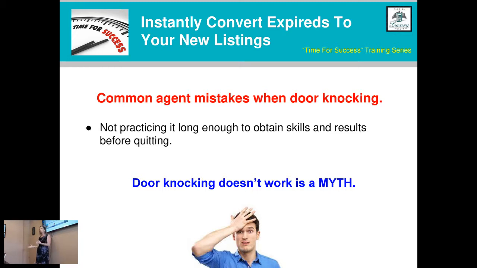Doing these things works. The most successful people, the top 20% in our industry, literally million-dollar agents, this is what they focus on: expired listings and for sale by owners, and they do that through phone calling and door knocking. Those are the two major things that drive a majority of their business, like 80% of their business, right? So these things do work.